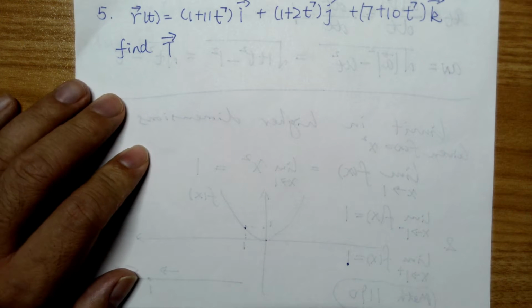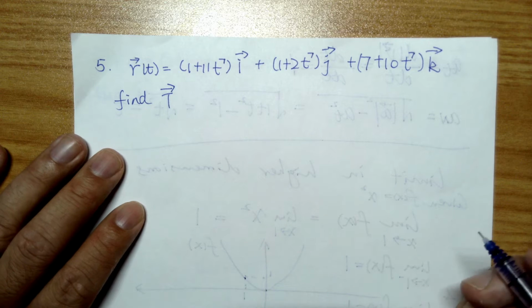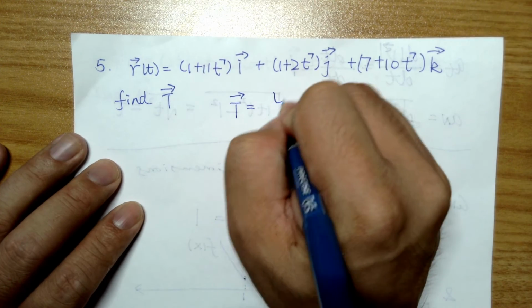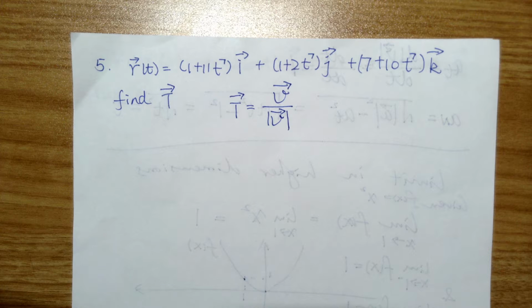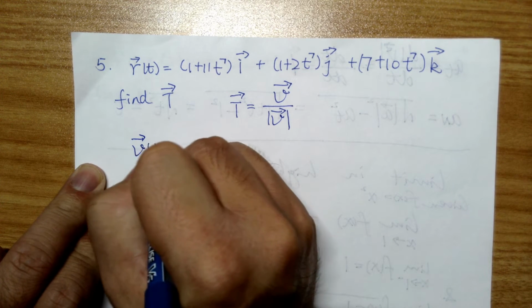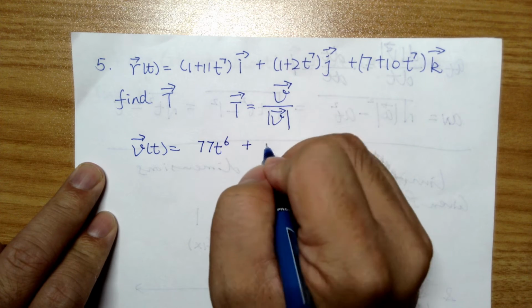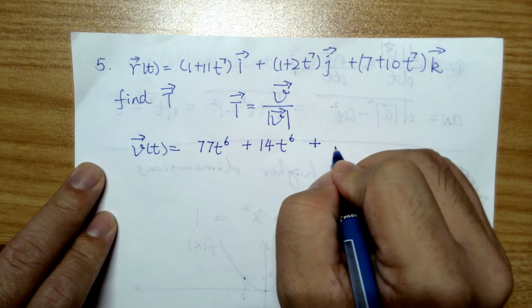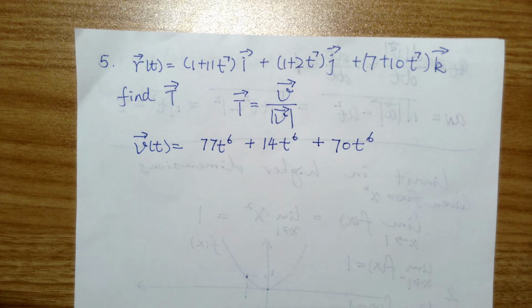Number 5. So, given this position, find the unit tangent vector. The unit tangent vector is the velocity over its magnitude. So we find the velocity first: 77t to the power 6, plus 14t to the power 6, plus 70t to the power 6.